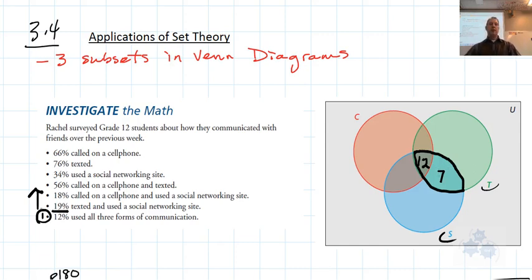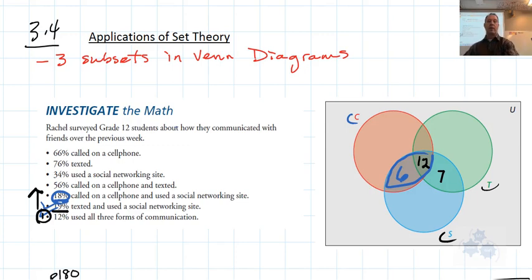Okay, moving on up here, we've got this one taken care of and this one. 18% called on a cell and used social networking, so that's cell and social networking. Let me get rid of this line here for you. So social networking and cell, that's this section here. 18% cell, social networking. So what number goes in this section right here? Yes, 6. 12 plus 6 is 18.